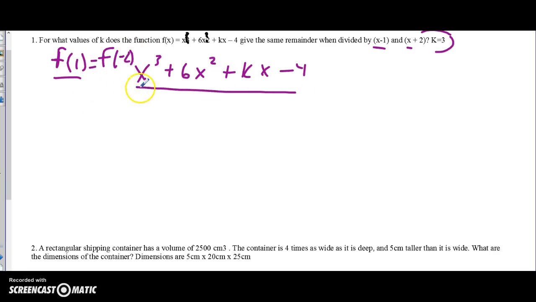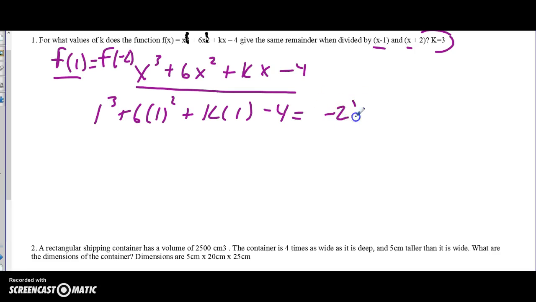So on one side I replace f at 1, so all the x's replaced by 1. I have 1 cubed plus 6 times 1 squared plus k1. You could clean this up as you go, like k1. There's no reason to write that. You can just write k. And on the other side, you're going to have minus 2 cubed plus 6 times minus 2 squared plus k times minus 2, or minus 2k, minus 4.